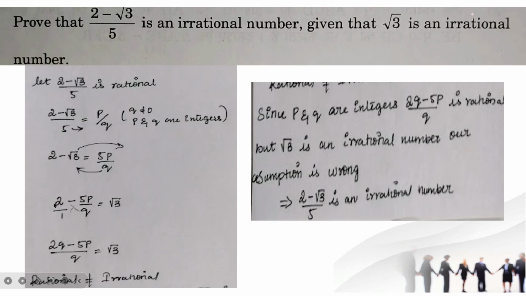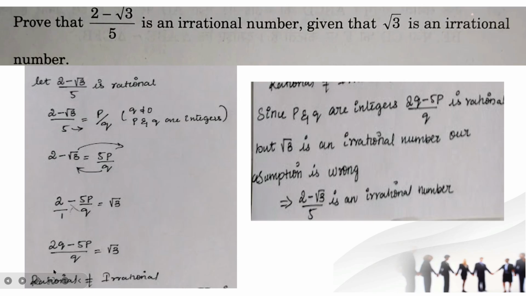It is in fraction. So you just write 2 is also in fraction. If we don't have anything in fraction, you can write by 1. Now cross multiply. 2 into q is 2q minus 5p by q into 1 is q. So 2q minus 5p by q equal to root 3.